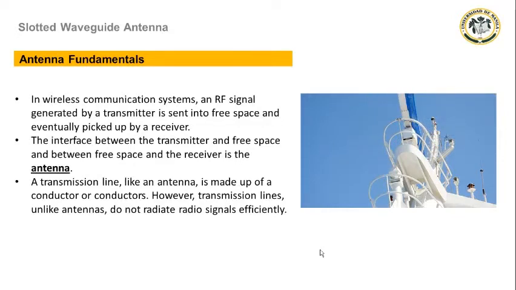A transmission line, like an antenna, is made up of a conductor or conductors. However, transmission lines, unlike antennas, do not radiate radio signals efficiently. The configuration of the conductor and the transmission line is such that the electric and magnetic fields are contained. The closeness of the conductors keeps the electric fields primarily concentrated in the transmission line dielectric.